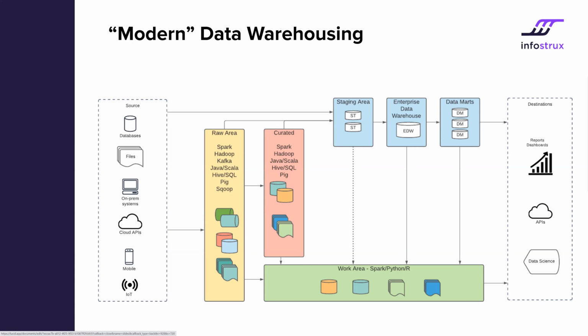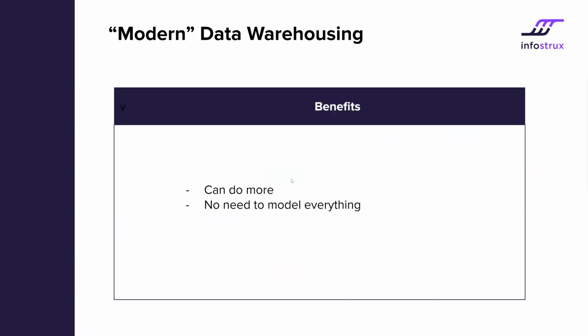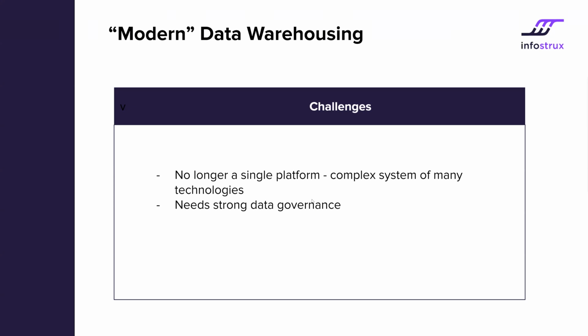So when we look at the benefits of the modern data warehousing, the main ones is that it can do more. It can definitely load different kinds of data. And then one of the more important ones is that there is suddenly no need to model everything. The effort that goes into building the model structure is a little bit lower.